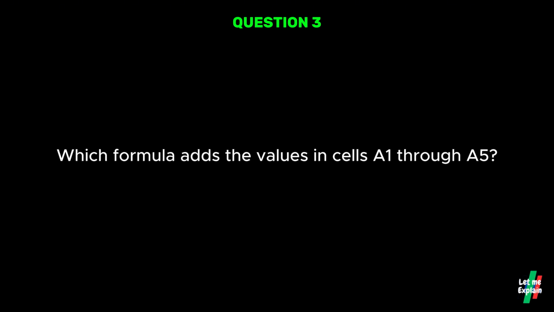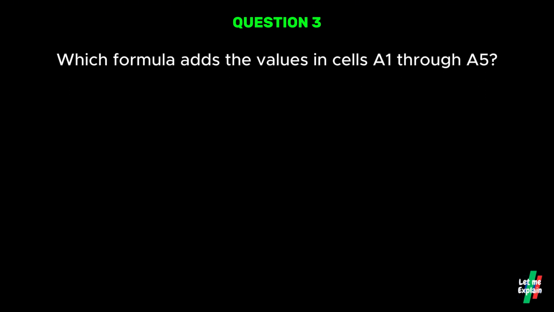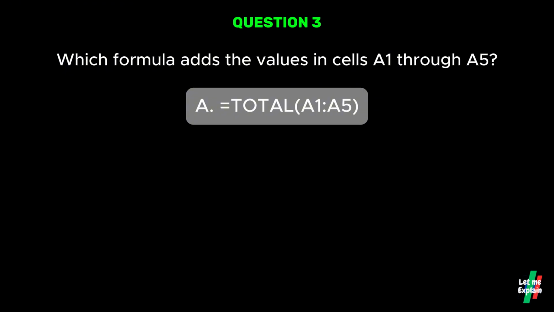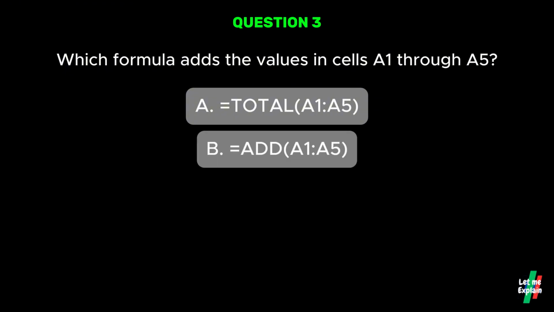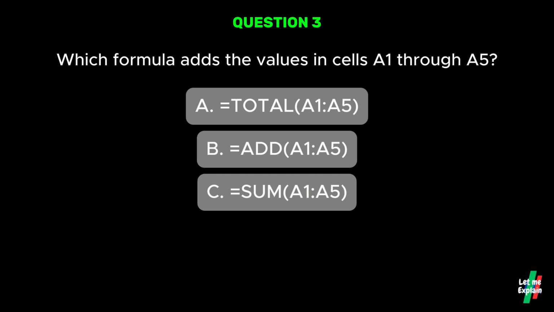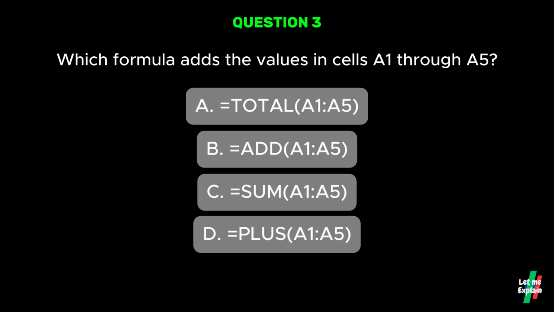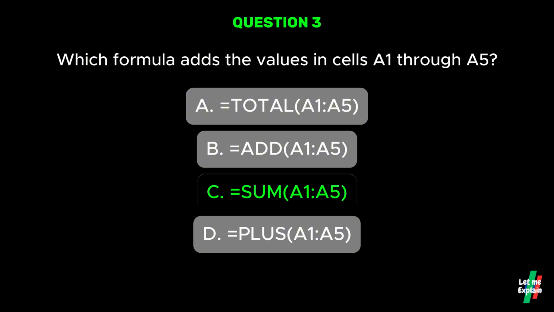Question number 3. Which formula adds the values in cells A1 through A5? =TOTAL(A1:A5), =ADD(A1:A5), =SUM(A1:A5), =PLUS(A1:A5). The correct answer is C. Sum is one of the most commonly used Excel functions. It quickly adds all values within a selected range. Example, equals sum A1 to A5.